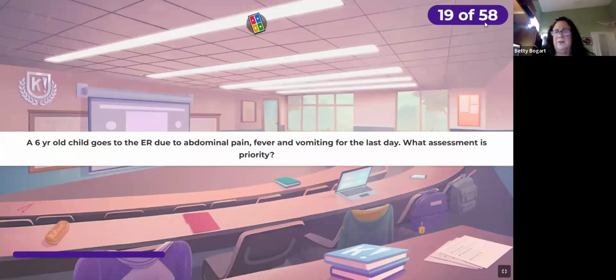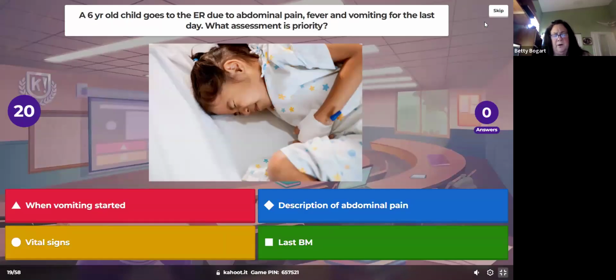A 6-year-old child goes to the ER with abdominal pain, fever, and vomiting the last day. What assessment is priority? Well, what do you need to know about? They have abdominal pain, fever, and vomiting for the last day. What do you need to understand?